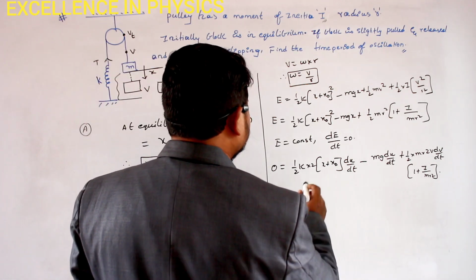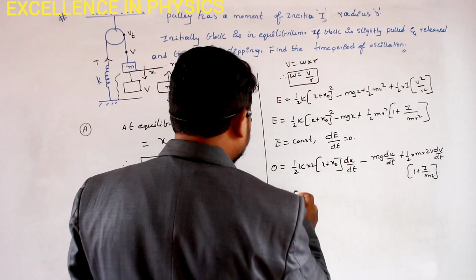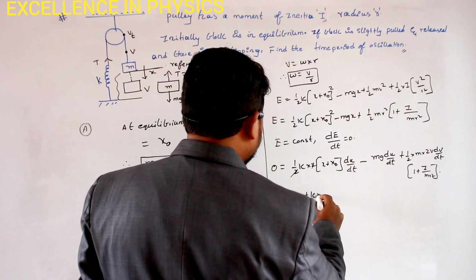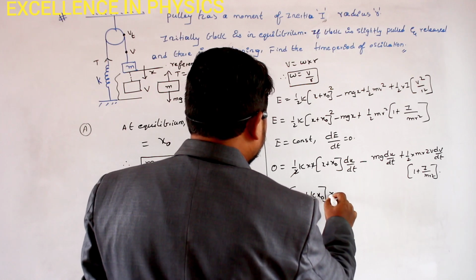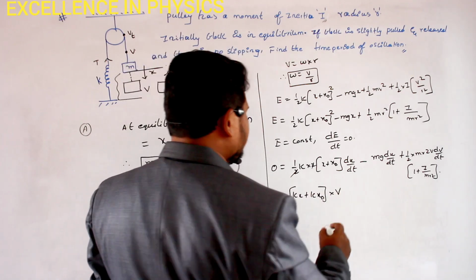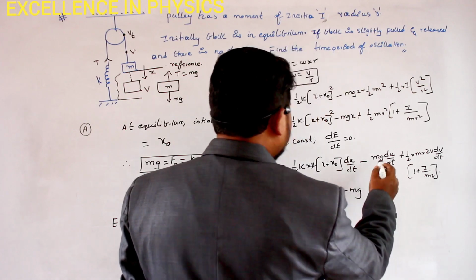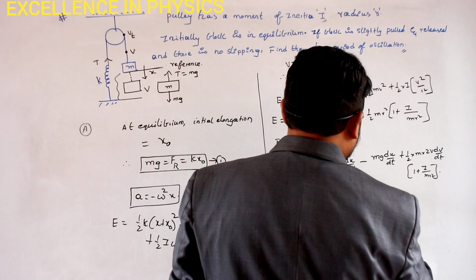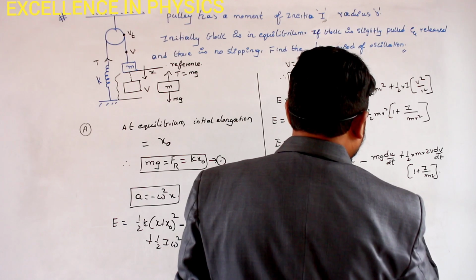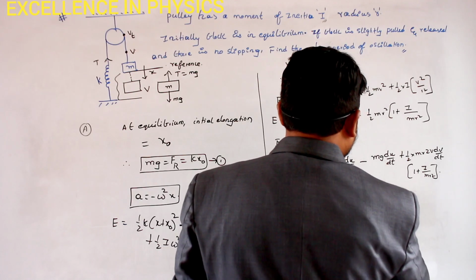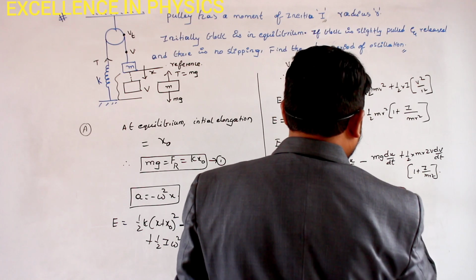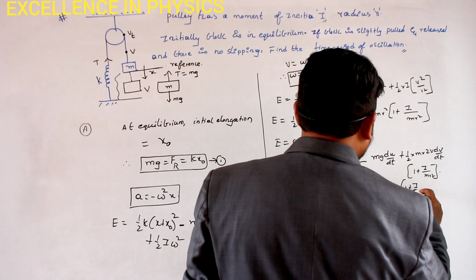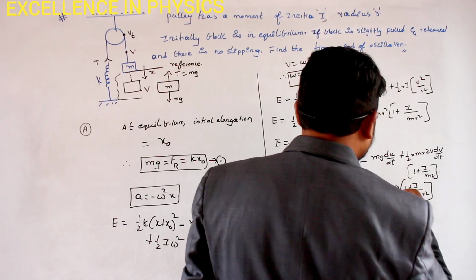0 is equal to, half k into 2, so 2 and 2 get cancelled. So kx plus kx naught, multiplied by dx by dt, which is called velocity. Clear? So minus mg into again dx by dt, which is velocity. And here half into 2, the half and 2 get cancelled. So I will write mv, dv by dt is called acceleration, multiplied by (1 plus I by mr square). So this is the relation which I got.